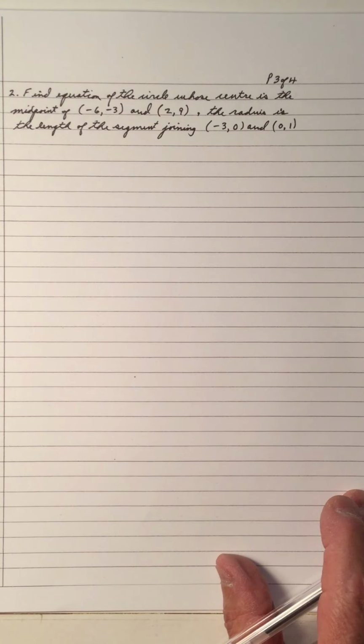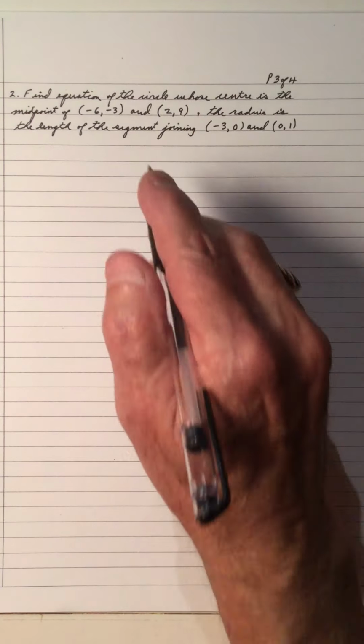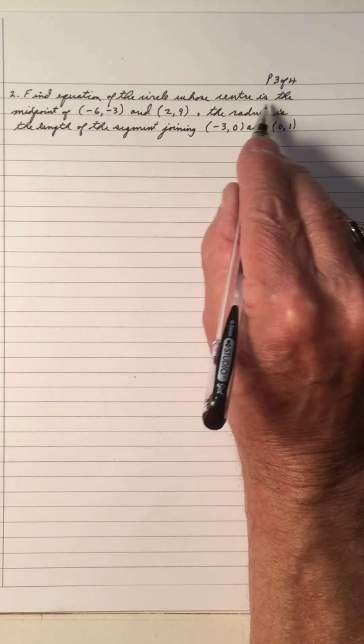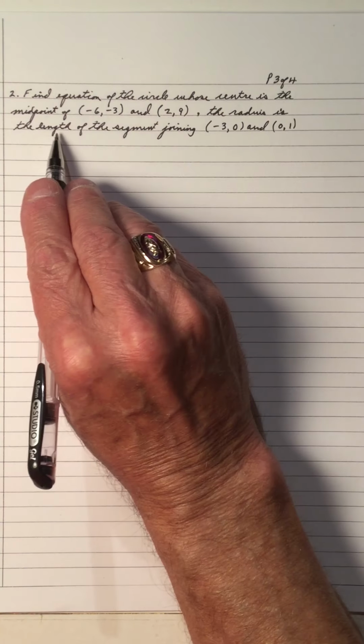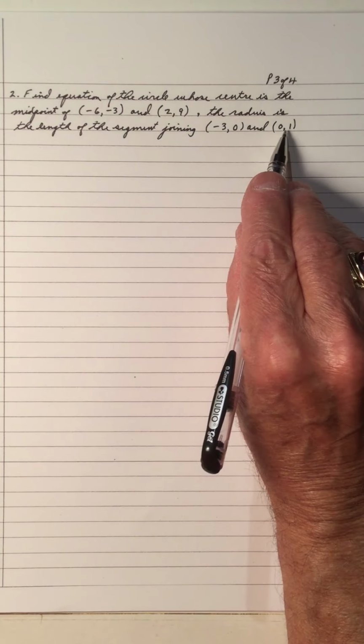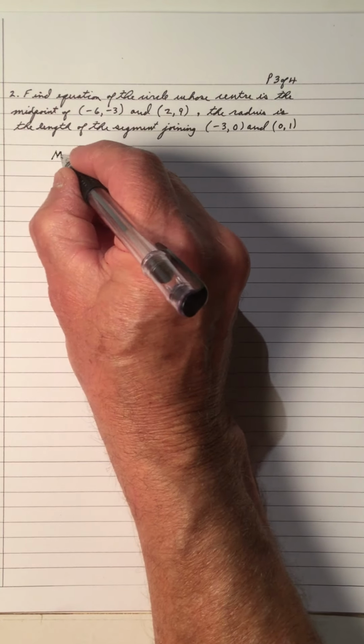Okay, let's do another one. Don't forget, you can pause the video at any time and work these out. Find the equation of a circle whose center is the midpoint of these two points, and the radius is the length of the segment joining these 2 points. So the center is the midpoint. So let's find the midpoint.